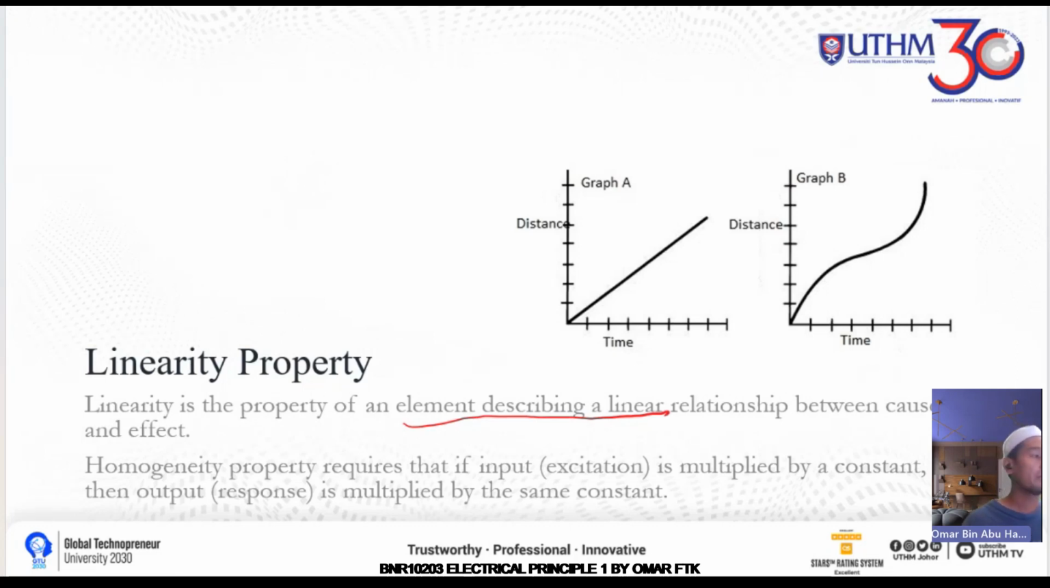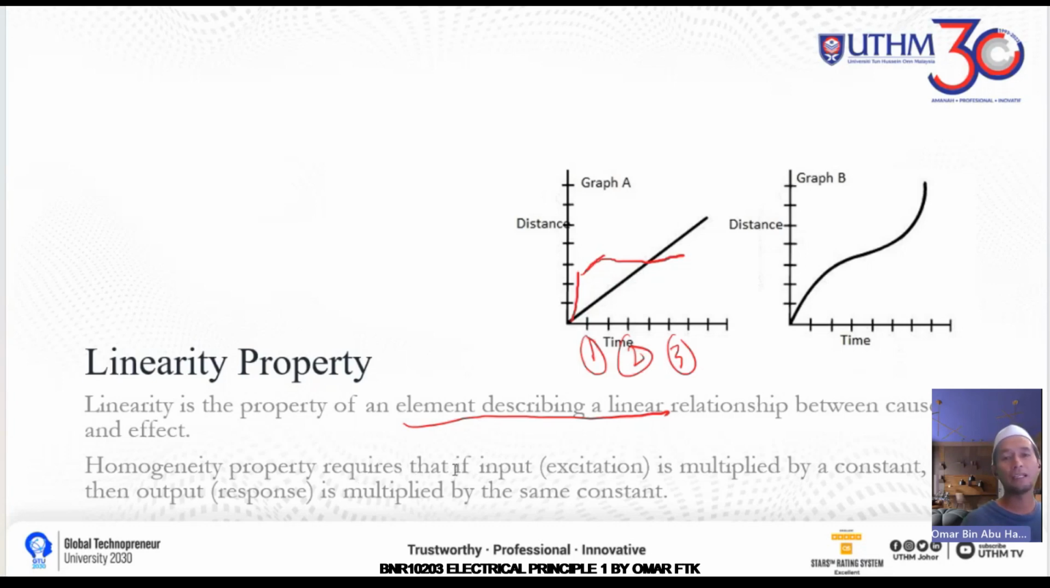But let's say over time the distance changes not linearly. Probably for the first minute it changed rapidly, and then for the second minute or probably the third minute it increased slowly, and sometimes just constantly. So this one we might consider as a non-linear relationship. But in this topic I just want you to grasp what is meant by a linear property, linearity of the property.